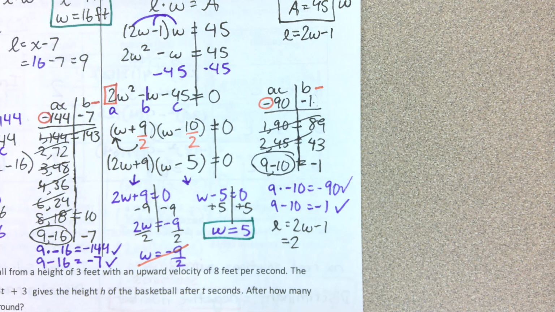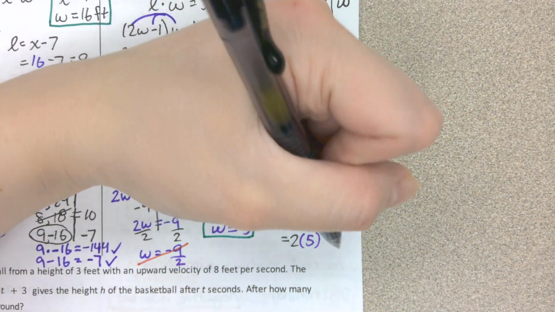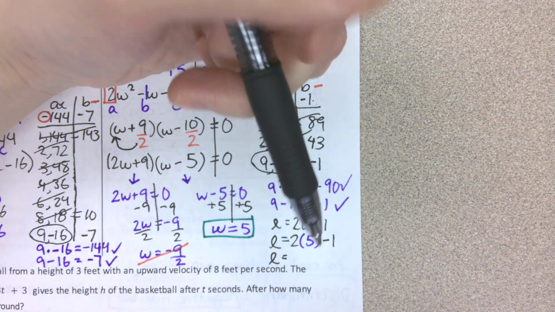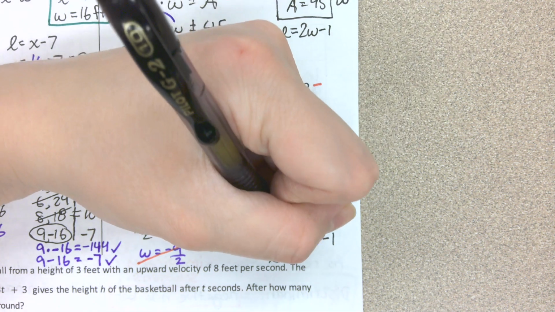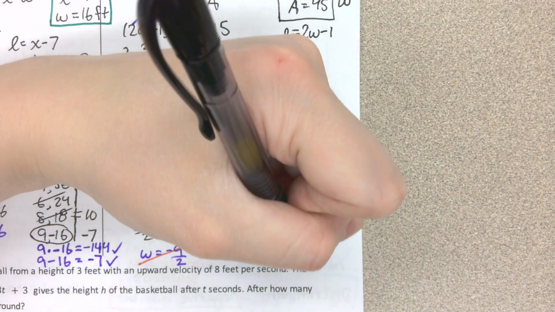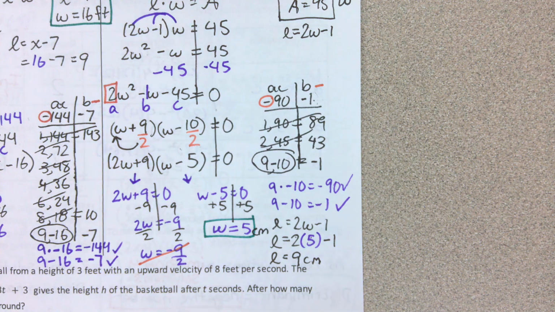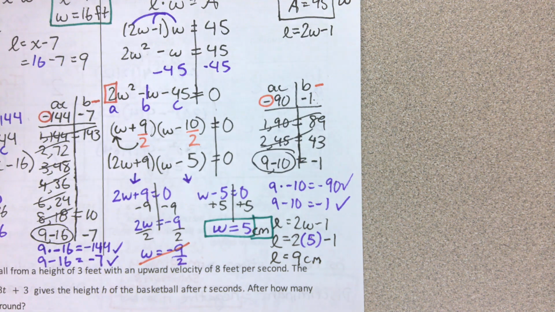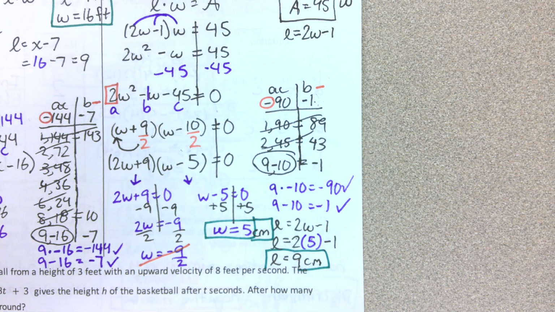Which is 2 times 5 minus 1. I'm running out of space, so I'm just going to do this. 2 times 5 is 10, minus 1 is 9. And that's in centimeters. Again, you don't have to include the label on the test, but it's always good practice to try and remember to include it. And there you have it.